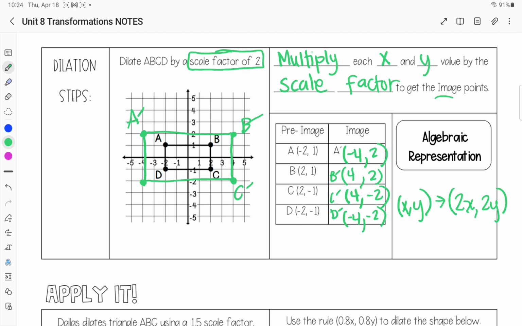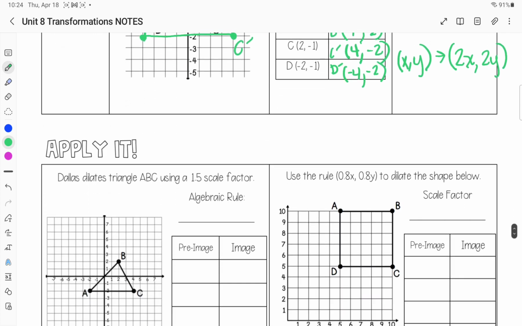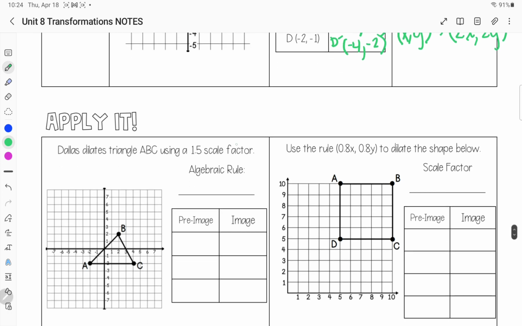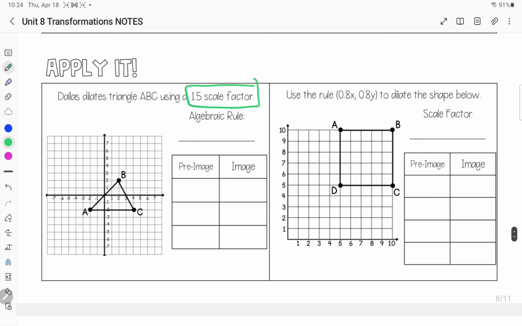All right, so looking at the next one. Again, it's going to give you the scale factor, and we're going to write it in our rule. So we have triangle ABC, and it says to write the algebraic rule. This says take each X value, multiply it by 1.5. This says take each Y value and multiply it by 1.5. So we start by putting A, B, and C.